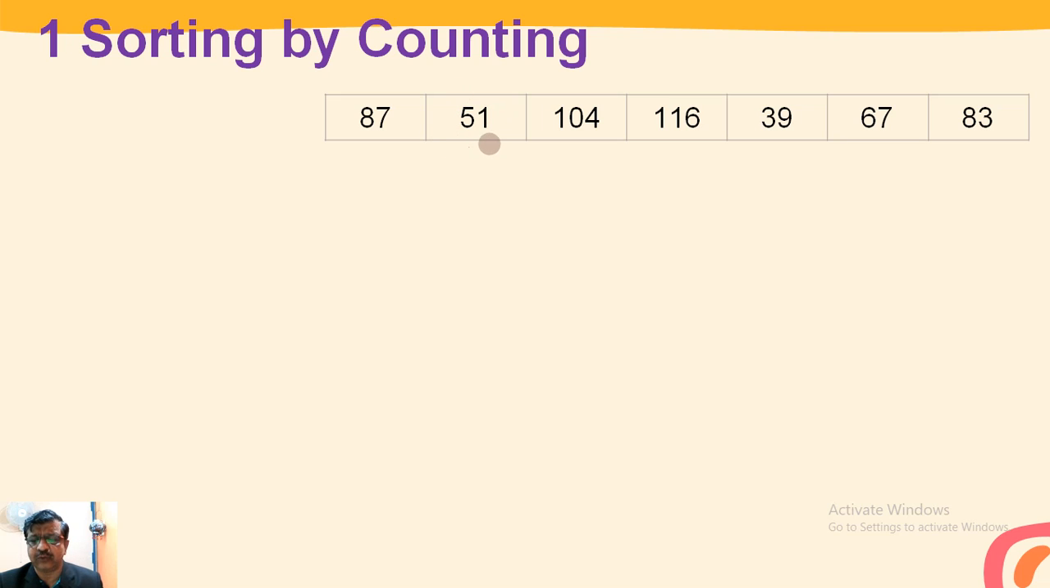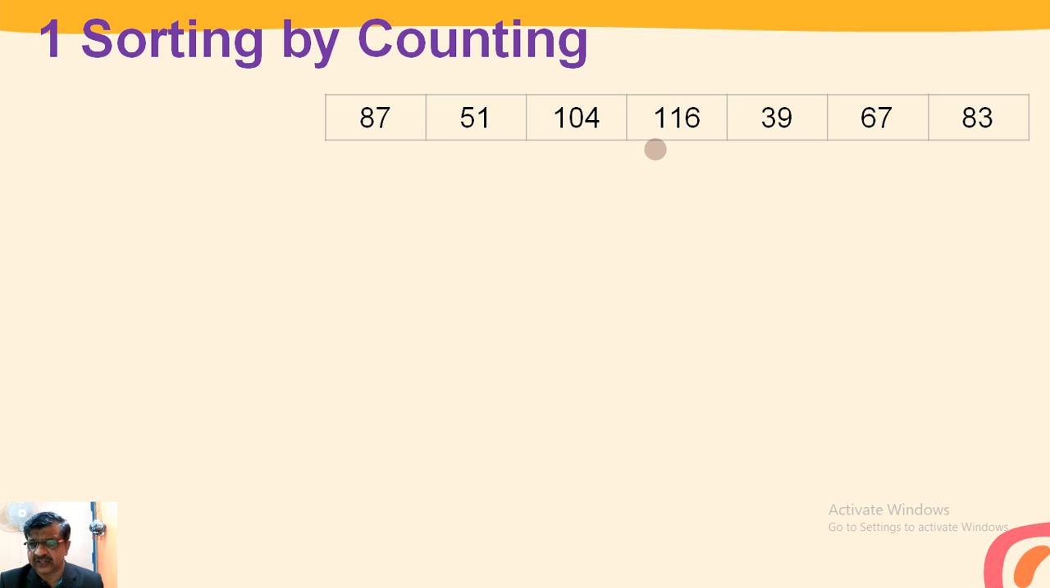In the same token, if you consider 51, the second element, the only element lesser than 51 is 39. Therefore, there is only one element which is lesser than 51, so 51 should find cell number 1 in the sorted array. As far as 104 is concerned, there are 87, 51, 2, 3, 4, 5. There are 5 elements which are lesser than 104. Therefore, 104 should find cell number 5 in the sorted array.